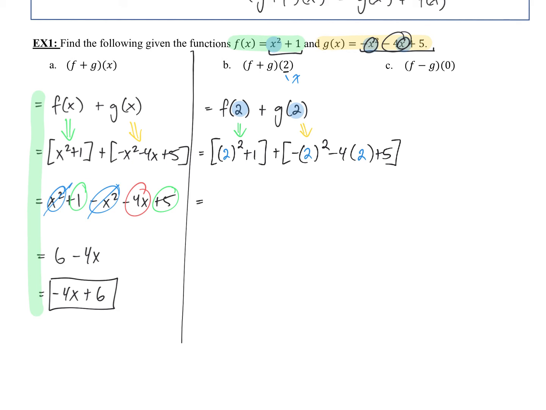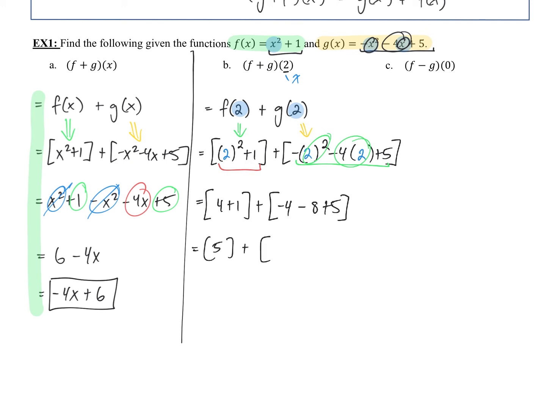Alright, simplifying. Let's simplify this inside first. I'll keep the parentheses since we're still simplifying. So 2 squared is going to be 4, plus 1, plus, and then over here, let's simplify this one. We have negative 2 squared, so that'll be negative 4, minus 4 times 2, that'll be negative 8, plus 5. And still simplifying, 4 plus 1 is 5, plus, and then negative 4 minus 8, so that's going to be negative 12, plus 5, so that'll be negative 7.